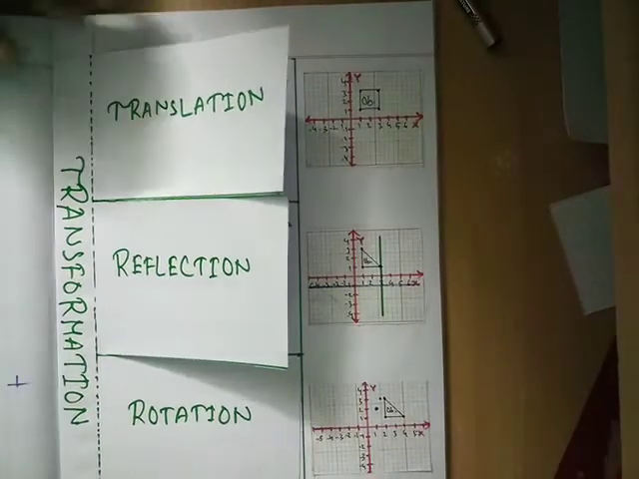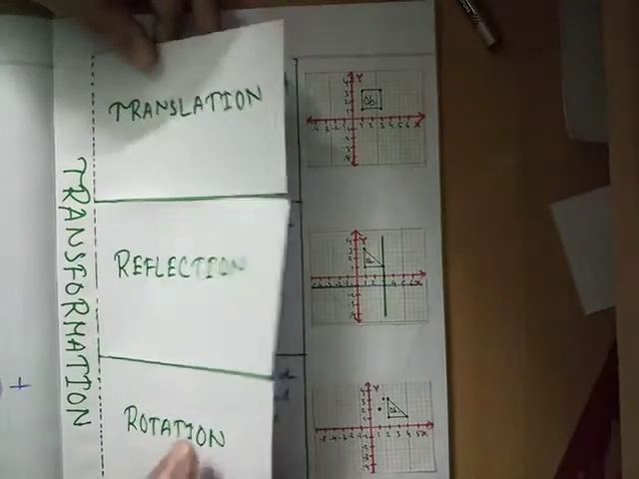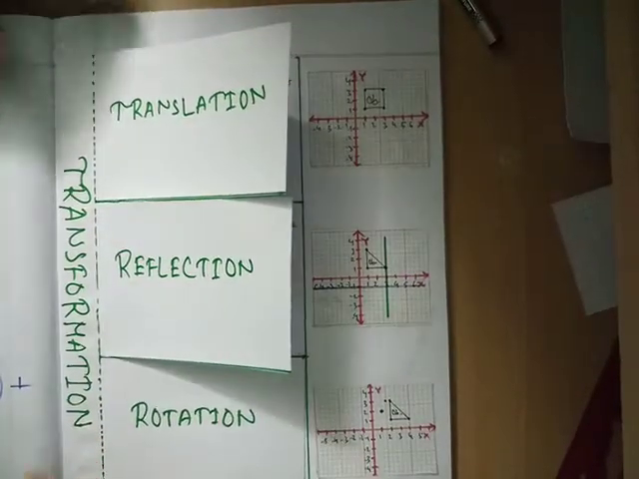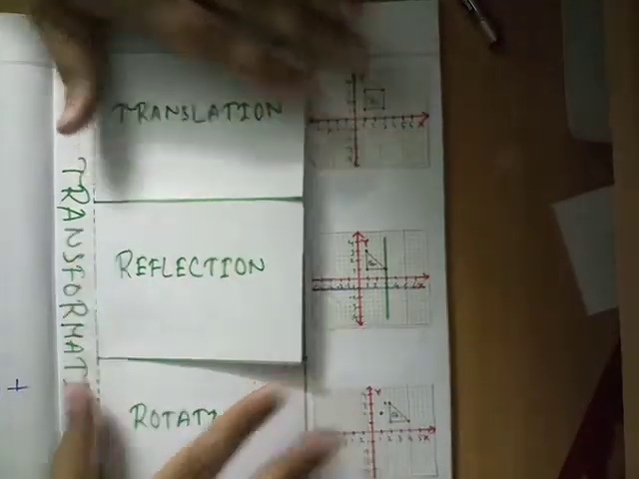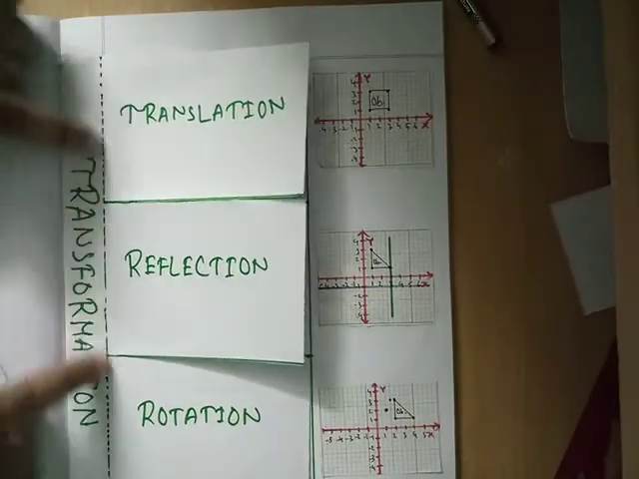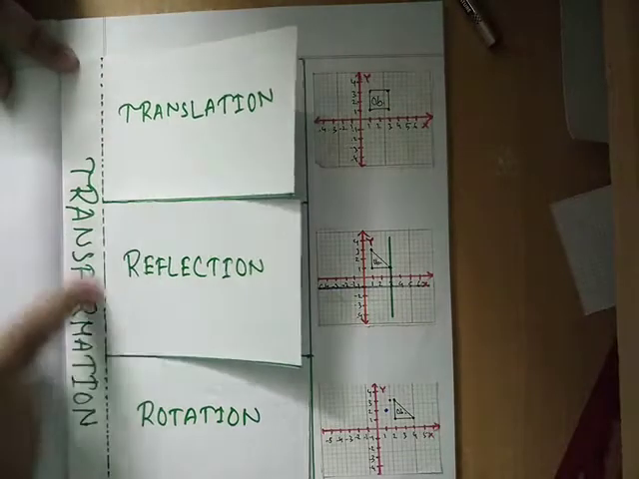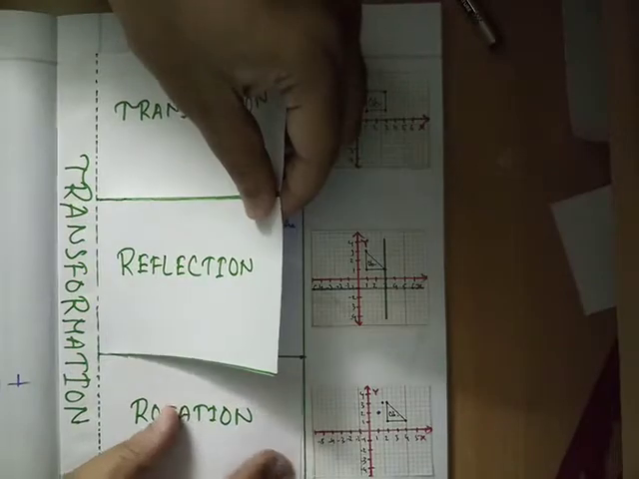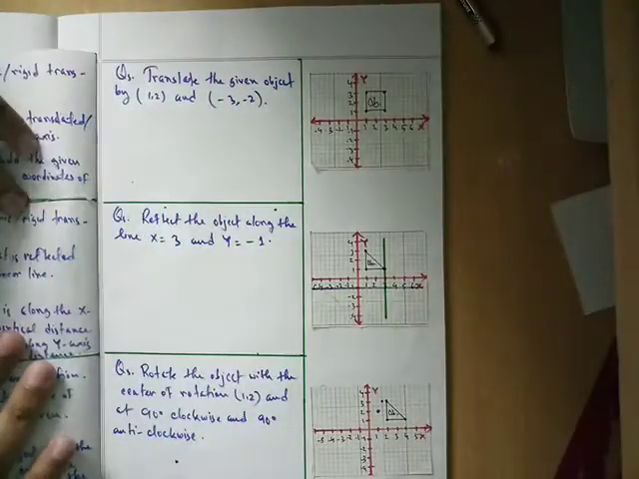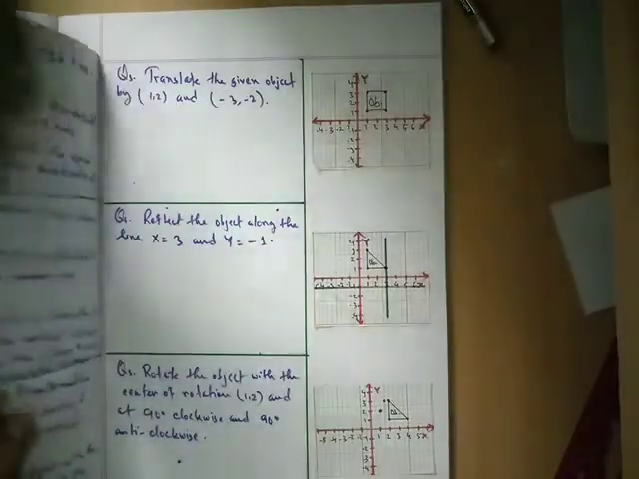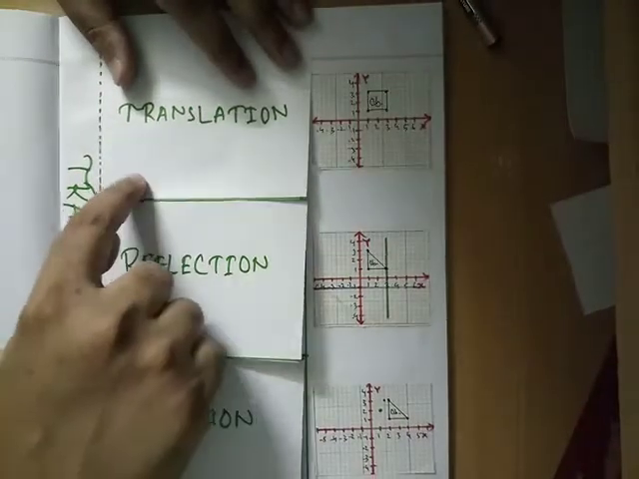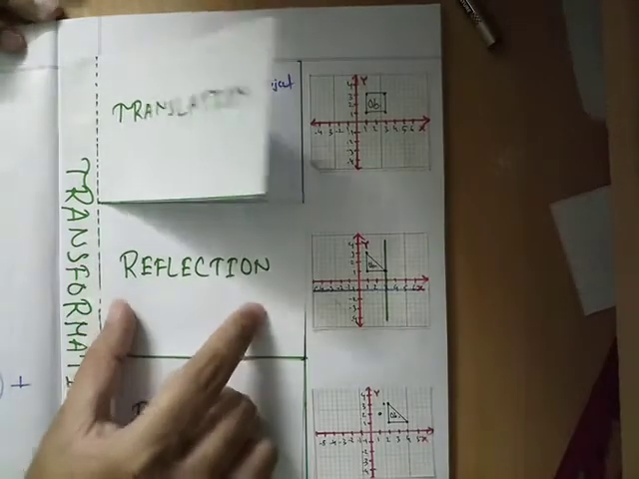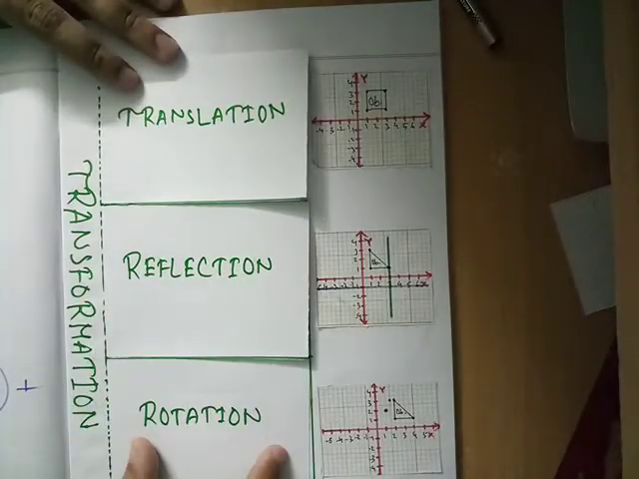First, you need to make this cut out. How do you make it? You take a piece of paper, then in this part you write transformation, you draw dotted lines through it, and then through the dotted lines you fold this page like this. You fold this page like this, and then you make three sections here. The first section is for translation, the second section is for reflection, and the third section is for rotation.